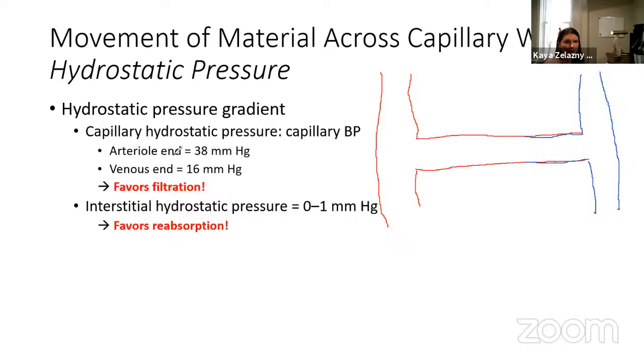All right. We're going to see that there's higher pressure at the end attached to the arteriole. So the blood is rushing in here at the arterial end. And at the venous end, we're going to see a little less pressure. And specifically, usually we have about 38 as our pressure at the arterial end, but at the venous end, we have about 16. So we can see that there's a pressure drop across this capillary.